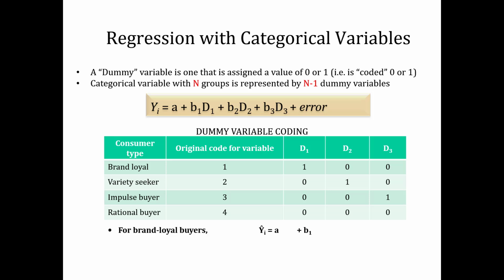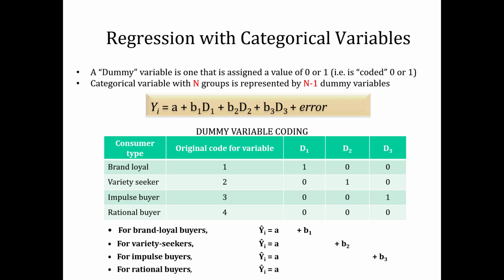For brand loyals, the prediction for Y would be the intercept plus the coefficient for D1, since all the other terms would be 0. For variety seekers, the prediction for Y would be the intercept plus the coefficient for D2. For impulse buyers, the prediction for Y would be the intercept plus the coefficient for D3. And for rational buyers, the prediction for Y would be just the intercept, since all the dummy variables would equal 0.